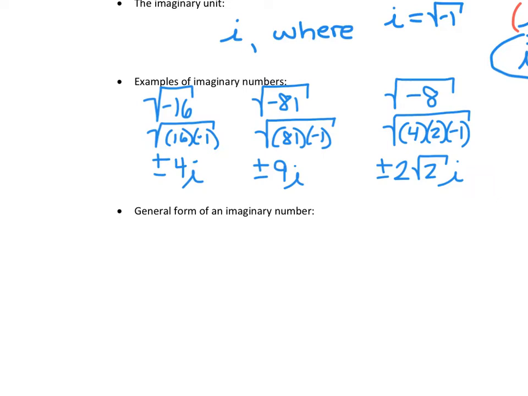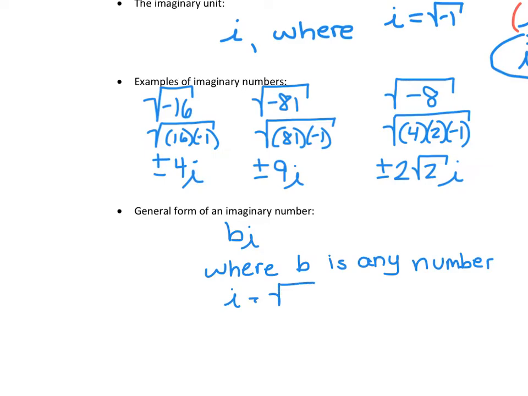We generalize an imaginary number using a coefficient b, just as a placeholder, times i, where b is any number, any coefficient. It could be irrational or rational. And i equals the square root of -1.